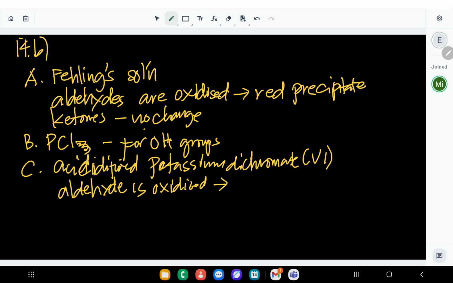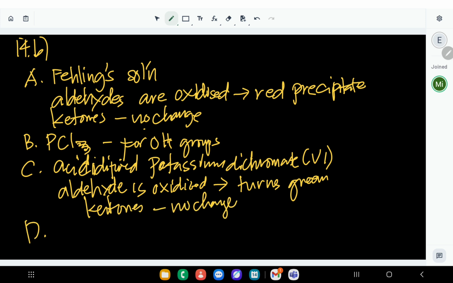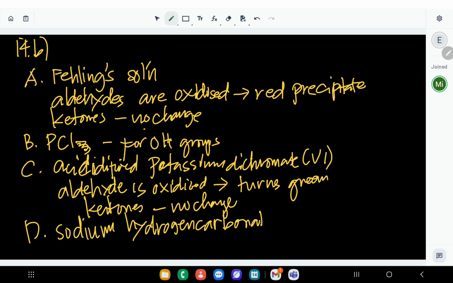And with this, the solution turns green. Then for ketones, no change. And for the last one, we have sodium hydrogen carbonate. Okay, so only acids here release CO2.